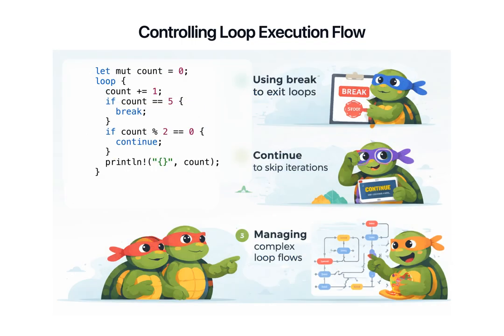Rust provides break and continue keywords to control loop execution. Break exits the loop immediately, while continue skips to the next iteration. These tools help manage complex loop logic effectively.